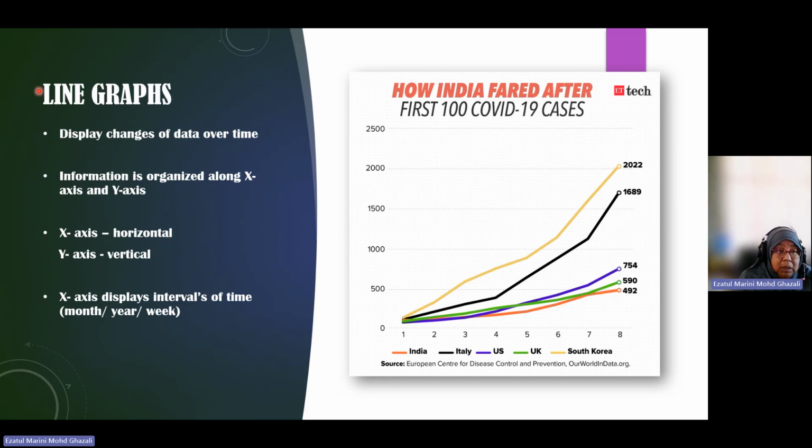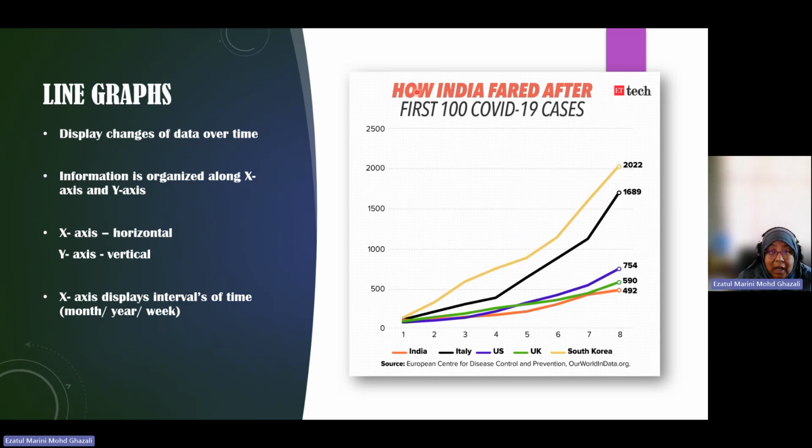And information is organized along the x-axis and y-axis. In most cases, the x-axis is the horizontal line, and the y-axis will be the vertical one, right? And normally, the x-axis displays intervals of time. Okay, either it's month or year or week. Okay, let's have a look at the example of a line graph here.